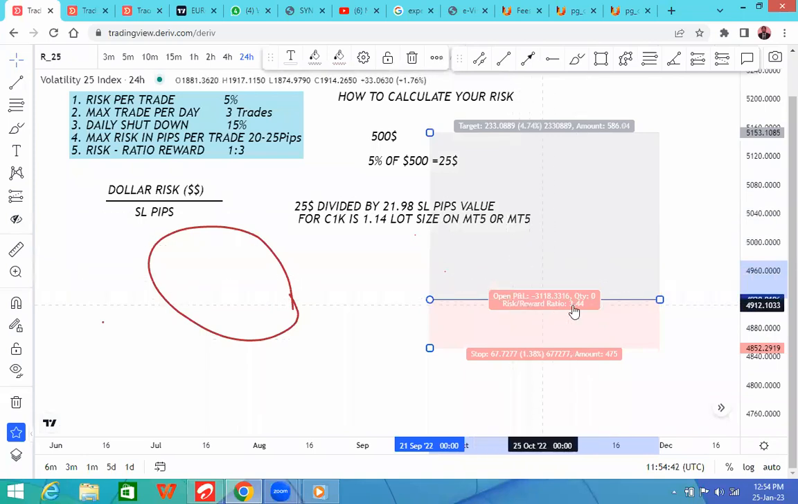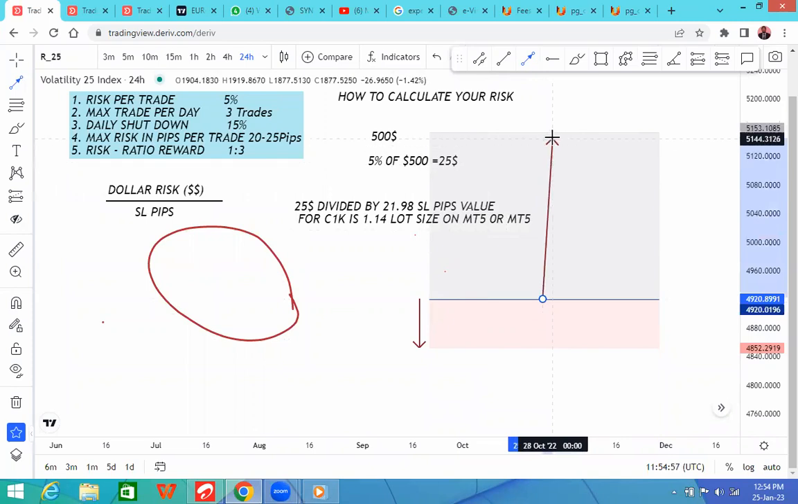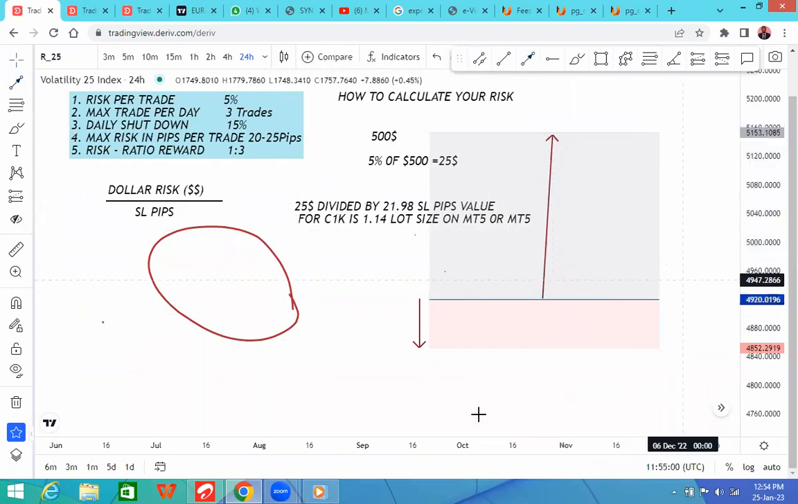And then the risk ratio here is 3. You can see 3.44. This is your risk. So you are risking $1 from here to here. If the trade hits stop loss, you risk $1. Then from this blue line to this place, you make $3.